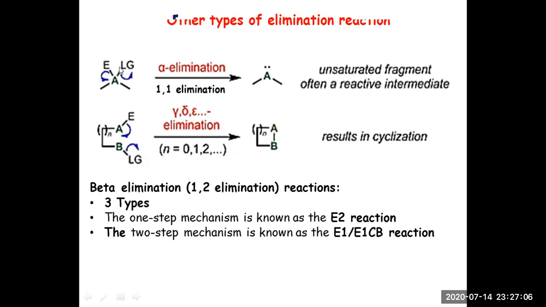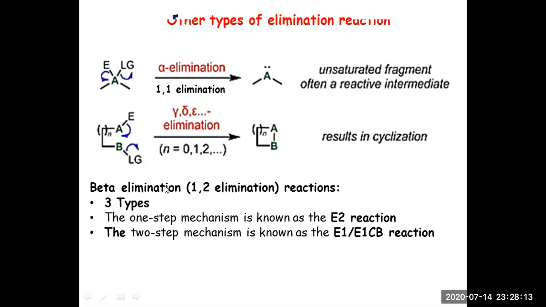Let's take this example. Now here, in this elimination, the leaving group and your electrophile are attached to the same carbon, and therefore such kind of elimination is called alpha elimination, or also called 1-1 elimination reactions. So with this, carbene type of species or nitrenes are obtained by alpha elimination or 1-1 elimination reactions. There are some other reactions where cyclization takes place and you get a ring compound. So in this cyclization, you may get a 3-membered, 4-membered, or 5-membered ring as a product by various elimination reactions, maybe gamma elimination, delta, epsilon, depending upon how many carbon atoms are there between the eliminated groups. We will classify them as alpha, beta, gamma, delta, and so on.